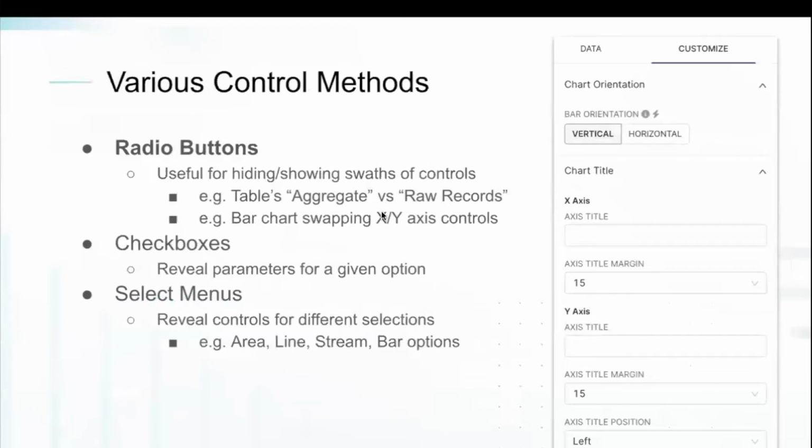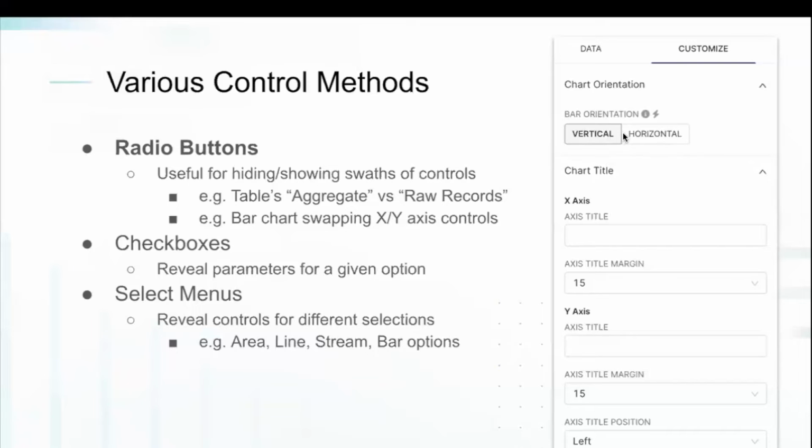Perhaps a more complicated one would be the axis controls on the bar chart, where you can use this radio button, which doesn't really look like a radio button, but it is, to switch between horizontal and vertical, bars and columns. And when you do that, everything is rejiggered. The X becomes the Y becomes the X, and all of the formatters and other things that come along with those axis formatting are switched around based on the value of that control.